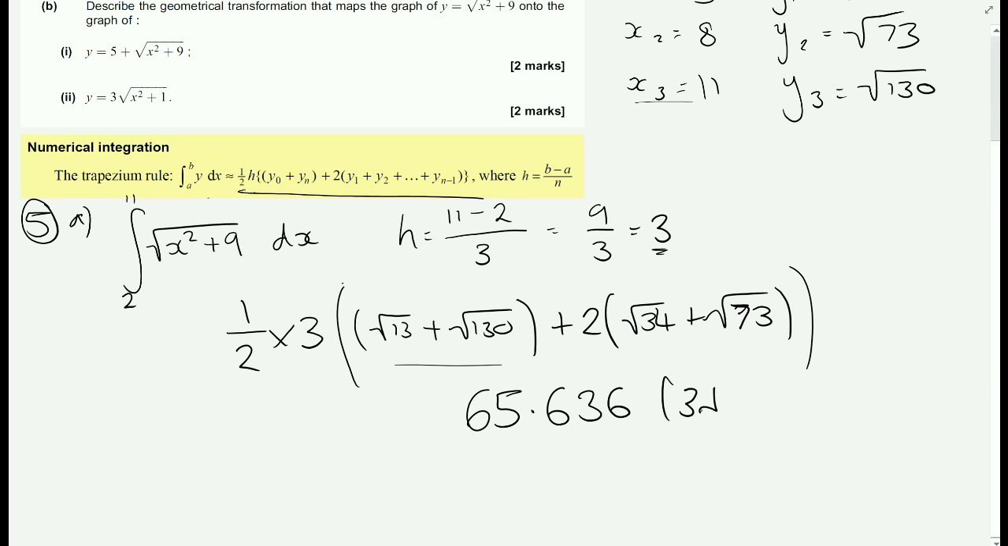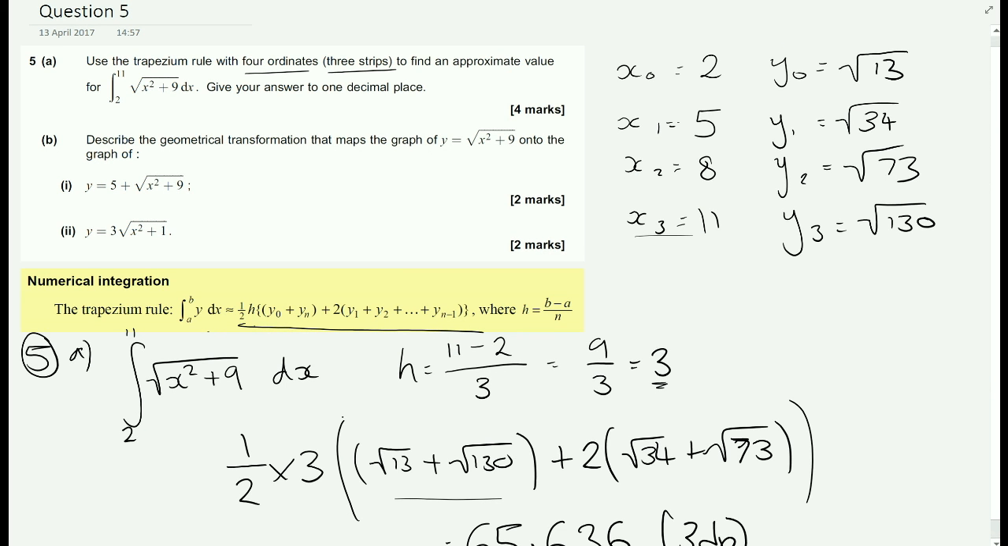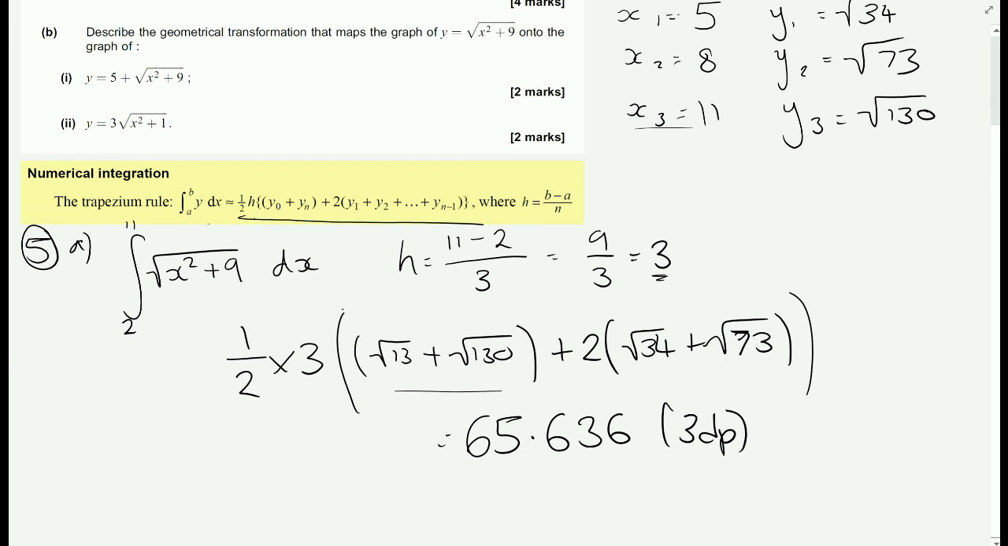So that's to 3 decimal places. And now if we just look up to the question, give your answer to 1 decimal place. Failure to do that, you will lose a mark. So have a look at the question, have a look at the solution, sorry, it's 65.6 to 1 decimal place. And that is how we use the trapezium rule.